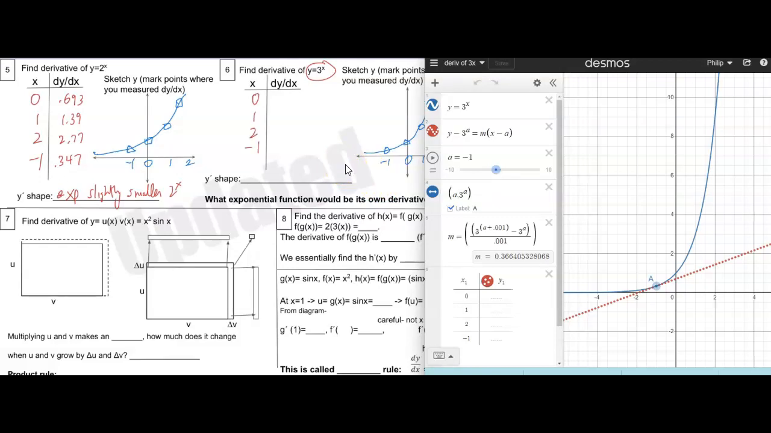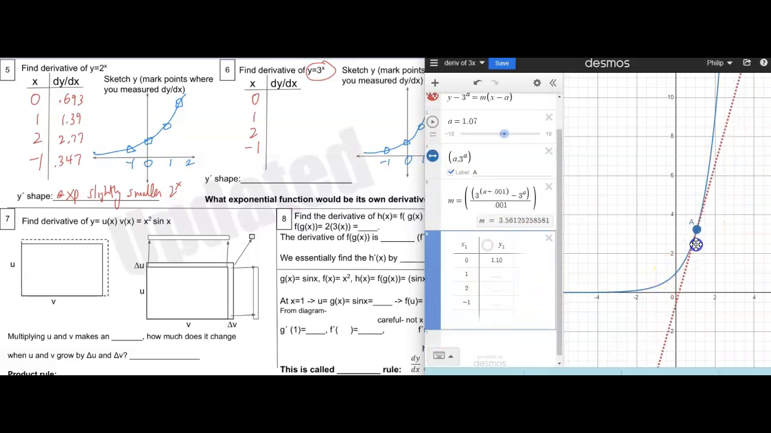Okay, so first of all, we're going to move the tangent line to x equals 0. And the value of the slope is 1.10. Okay, and then we're going to move the tangent line over to x equals 1.